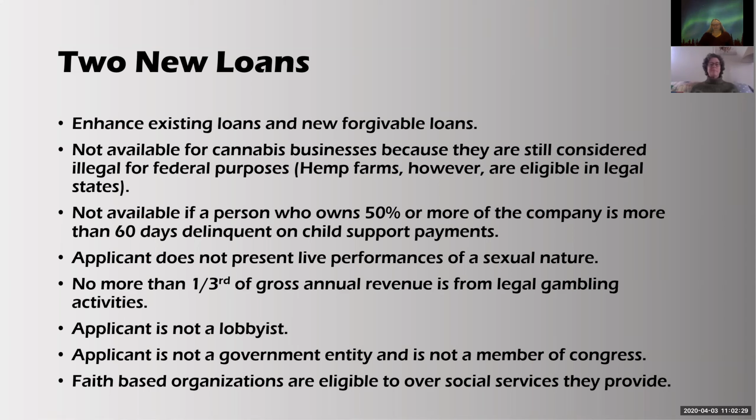Okay, so basically there are two new loans that we can use. One of them enhances an existing loan, and there's also a new forgivable loan. The forgivable loan is really interesting because each one of these loans has different criteria for whether or not it will be forgivable. These are not available for cannabis businesses at all because they are still considered illegal federally. Hemp businesses, however, can apply for them.